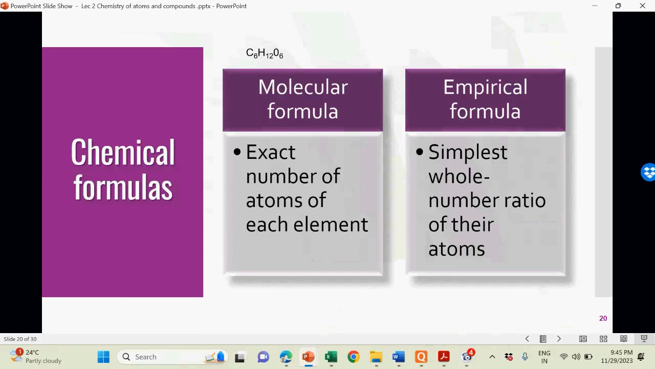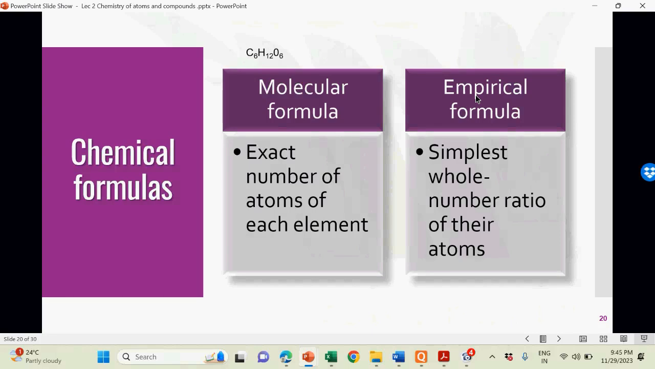These are examples. The chemical formula C6H12O6, if you remember yesterday, we gave this example. This is glucose. The molecular formula for glucose is the exact number of atoms of each element of the components of the molecule. So this is the molecular formula. The empirical formula is like the basic proportions of the content of the compound.